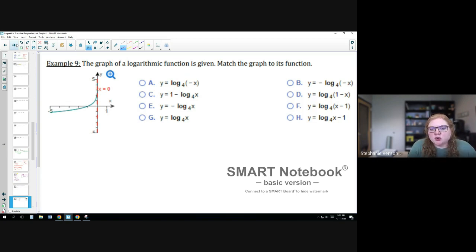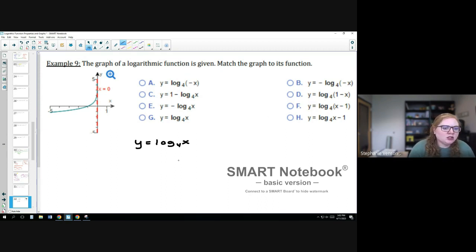Now we know this is going to be a log base 4 of x. How do we know that? We know that it's log base 4 of x, at least the parent function is, right? Y equals log base 4 of x. We know that's the parent function because all of the answer choices have a base 4.